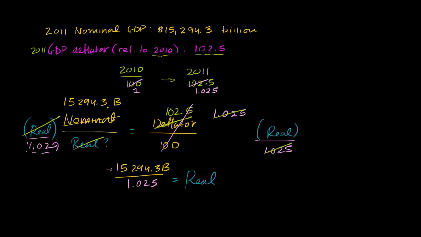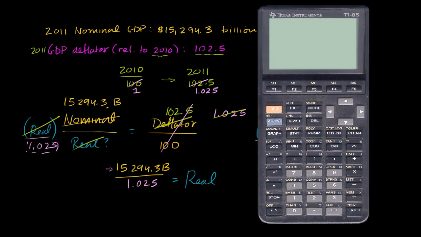This is our current dollar GDP, our nominal GDP, dividing it by what I would have preferred to call the deflator, but you could view this as the deflator divided by 100, and that gives us our real GDP. We're deflating the current dollar one, and I'm going to need a calculator to figure this one out. So let's get the calculator out. So we'll just do everything in billions. 15,294.3, this is in billions, divided by 1.025 gives us 14,921.3.